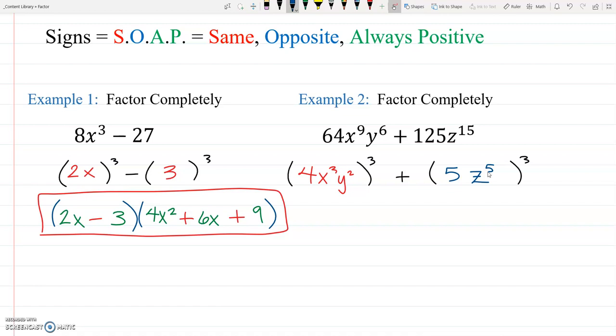In my opinion, I think that's the hardest part. And now I'm going to skip down here because I need a lot of room. I'm going to set up my binomial times my trinomial. Okay, in my binomial, I just put a and b. So a is all of this stuff, 4x cubed y squared. Okay, b is 5z to the 5th.